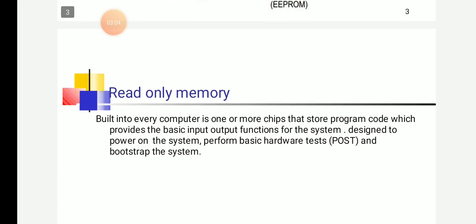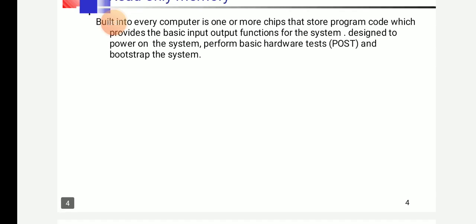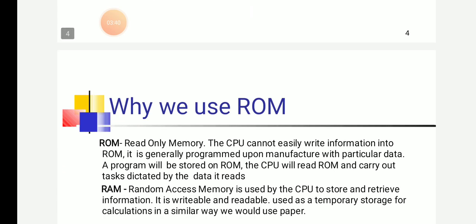In read only memory, every computer has one or more chips that store the program code, which provides the basic input output function for the system, designed to power on the system, perform basic hardware tests and bootstrap the system. What does bootstrap mean? Whenever you switch on your computer, you get a black screen. There you have to adjust the input and output system part. That is the bootstrap. Once you adjust that, then you can start your PC. That is called bootstrap.